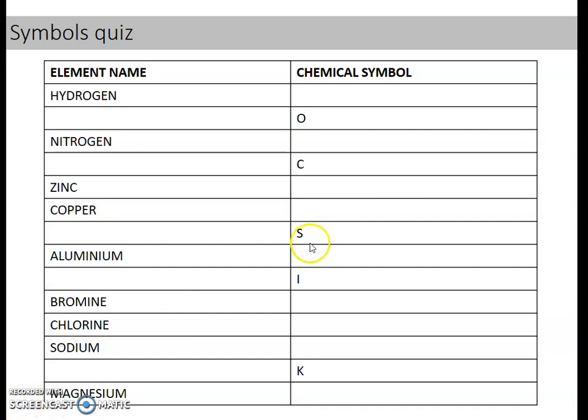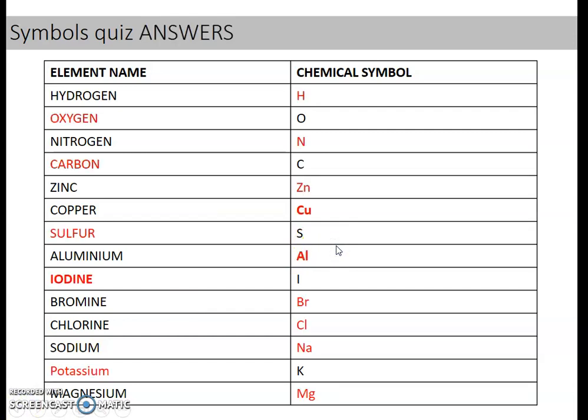Okay, so let's have a quick look then, and let's see how many you managed to get right. First one, hydrogen, you should have had H. O is oxygen, nitrogen is N, C is carbon, zinc is Zn, remembering that it's a capital letter first, then lowercase. Then you've got copper as Cu, S is sulfur, aluminium is Al, I is iodine, bromine is Br, chlorine is Cl, sodium is Na, potassium is K, and magnesium Mg.